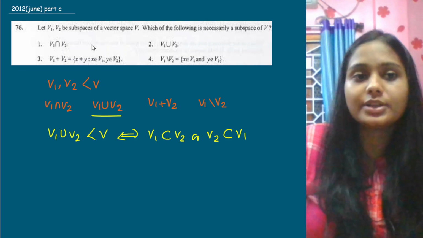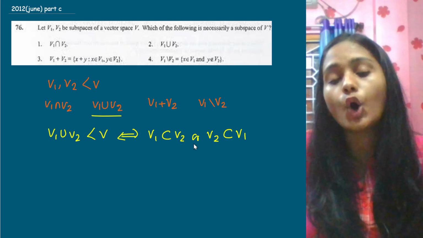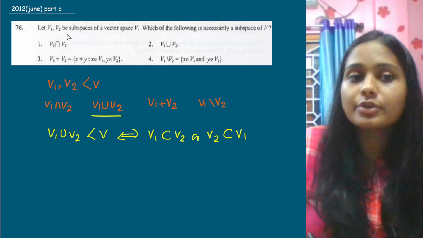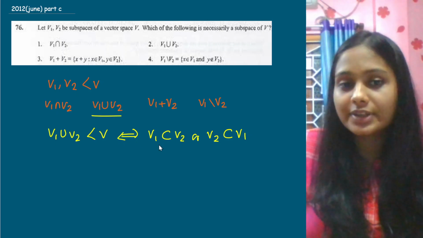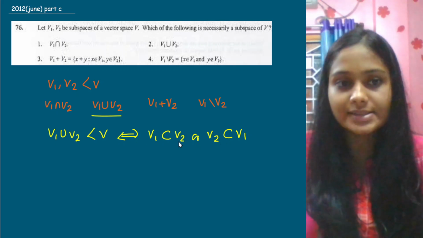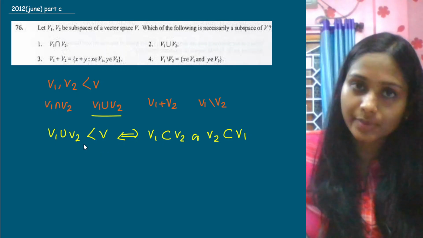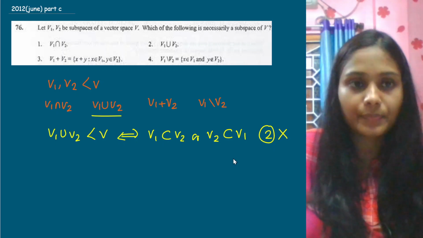But in the question, it is not given whether V1 is contained in V2 or V2 is contained in V1. So here V1, V2 are only subspaces of V. So if this does not hold for any subspaces, then V1 union V2 will never be a subspace of V. So option 2 is the false option.